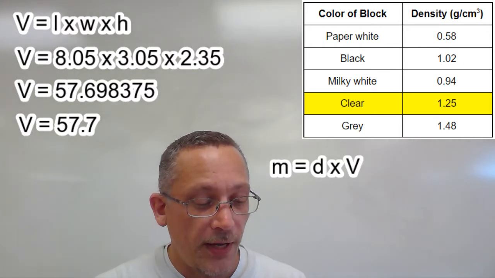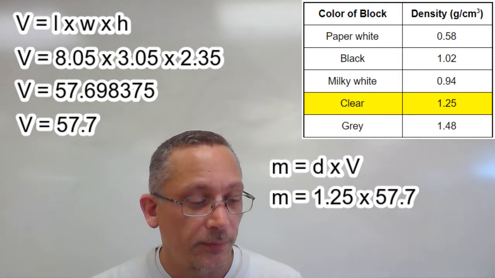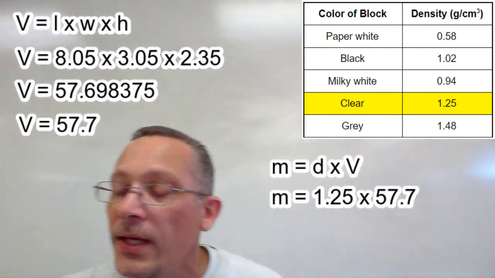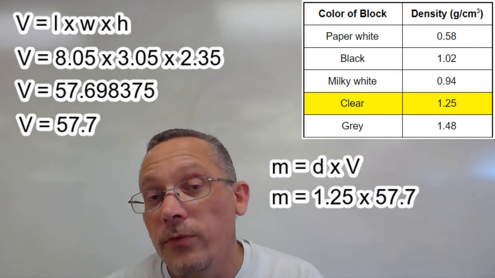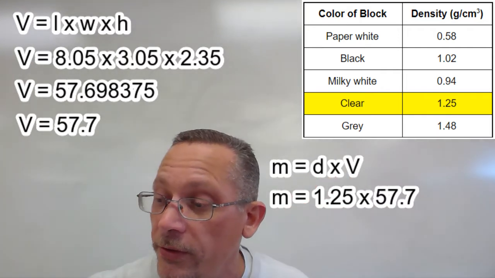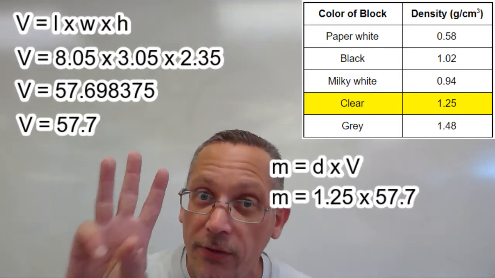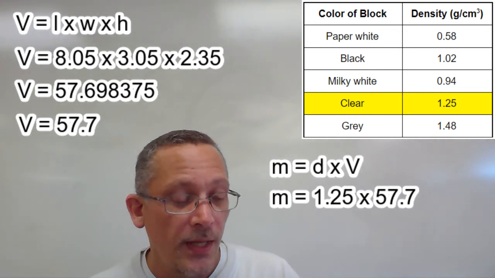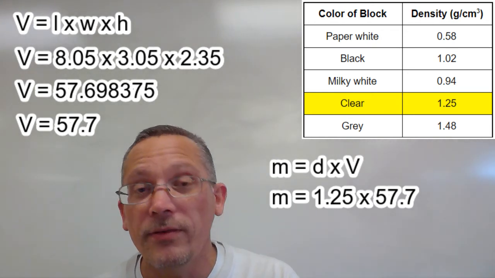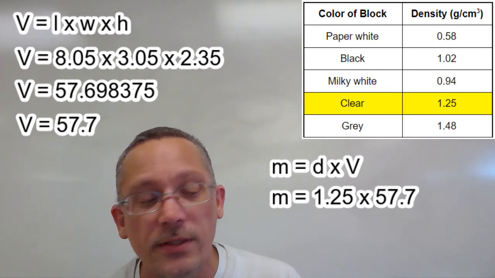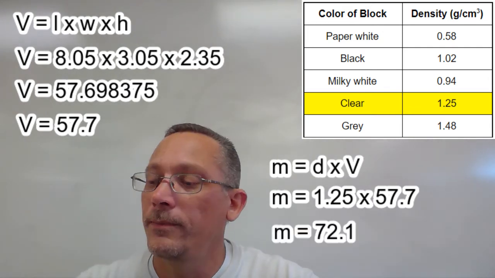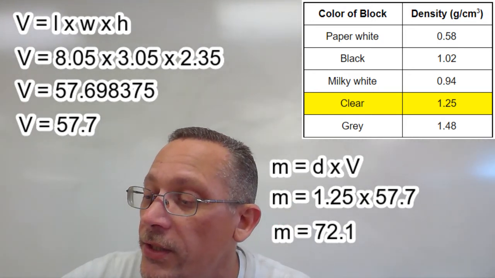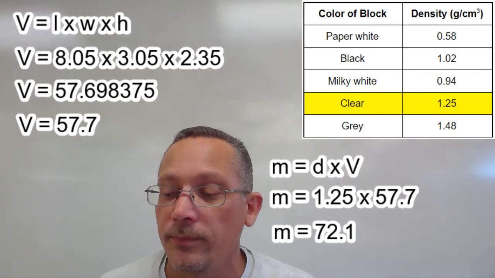So I'm going to do 1.25 times 57.7. Okay. And I get 72.125. Now, my volume, 57.7, had 3 significant figures. My density, 1.25, had 3 significant figures. So my answer should have 3 significant figures. 72.125 has more than 3 significant figures, so we need to round this off to 72.1. So I am predicting that the mass of my block is 72.1 grams.